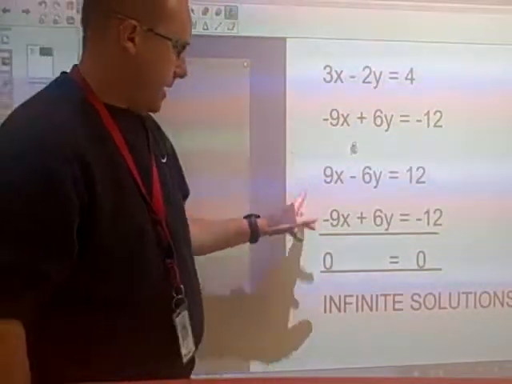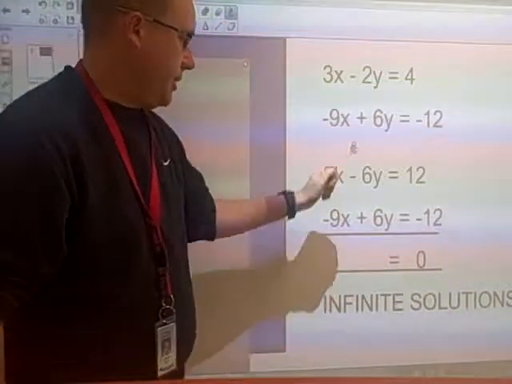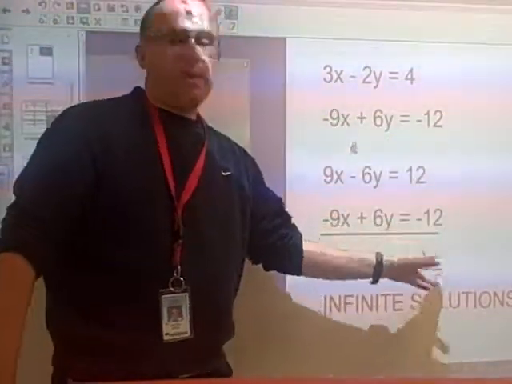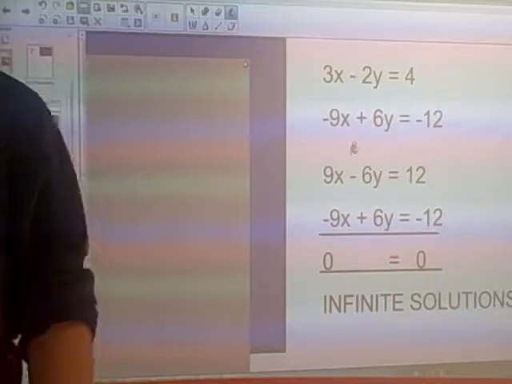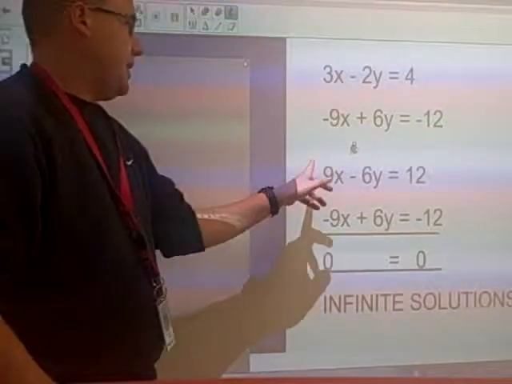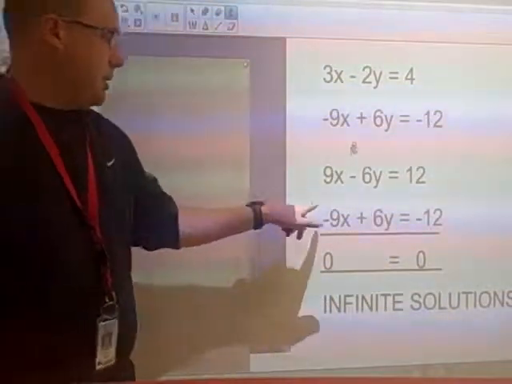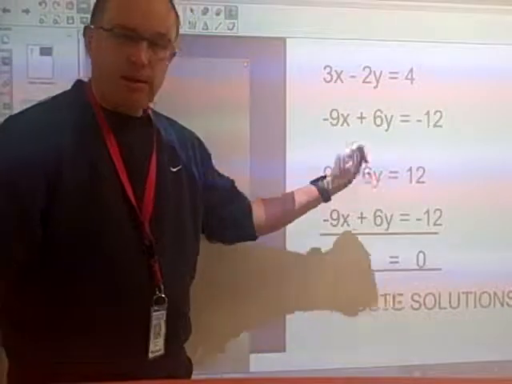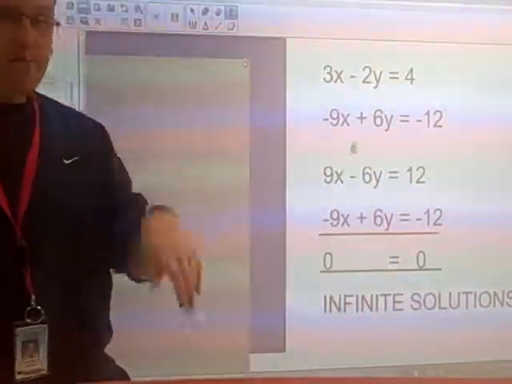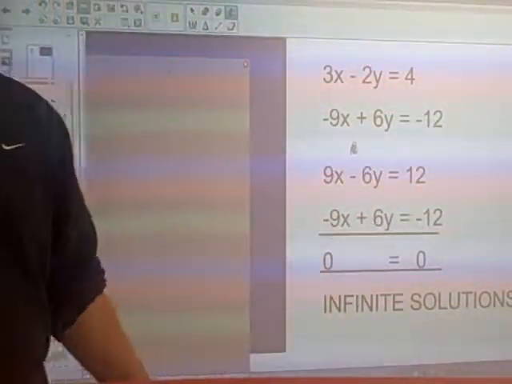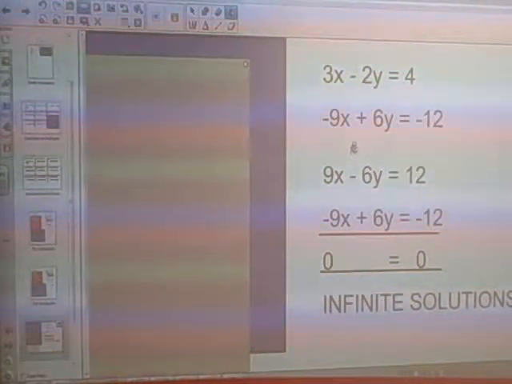And this time, when I add the two equations together, then I get 0, 0. But actually, this time I also get 0. And actually, what's happened here is these are exactly the same lines. If I was to times this equation by -1, I would get exactly that equation there. So when we have 0 equals 0, what we're actually going to write is infinite solutions.